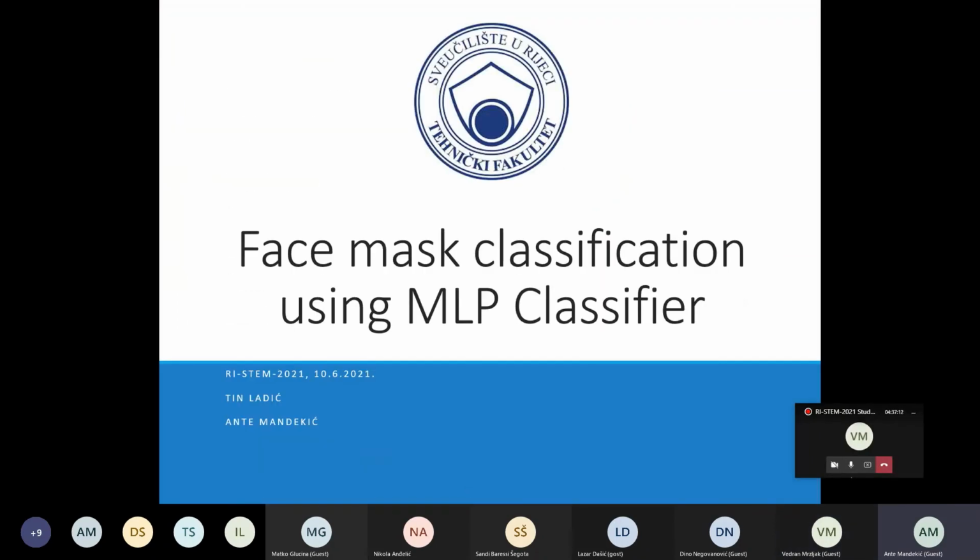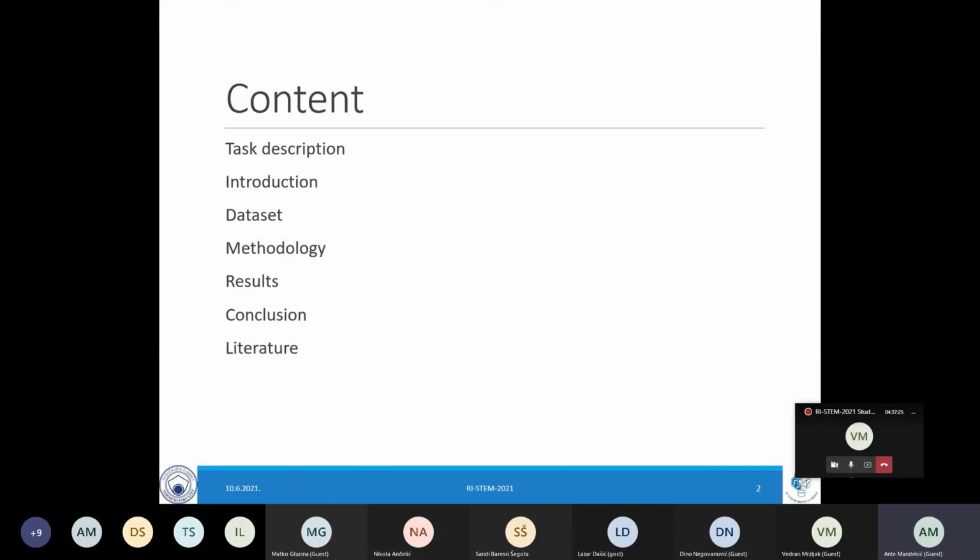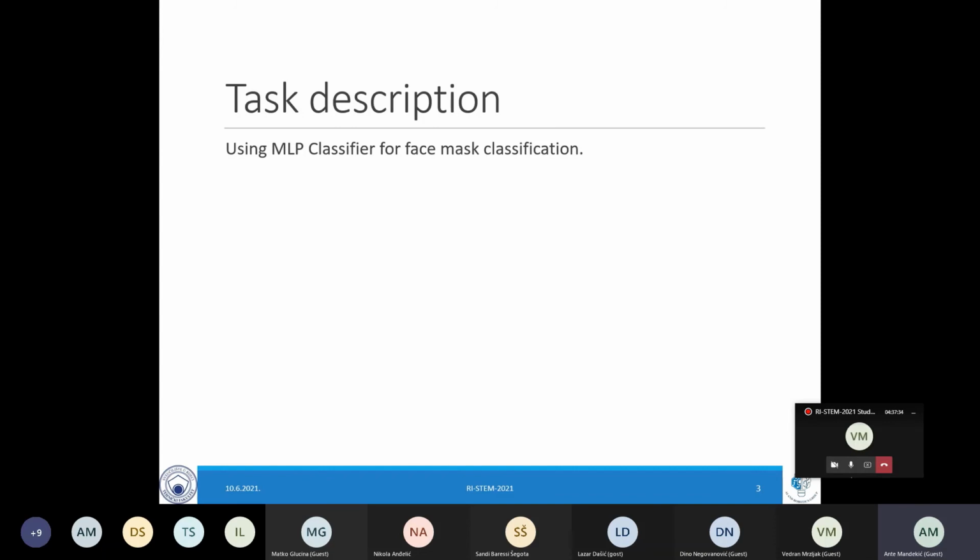Good day to everybody. My name is Ante, and I will be presenting work by my colleague Tin Radic and myself. Our work is face mask classification using a multi-layer Perceptron classifier. Through this presentation, I will be showing you the dataset and methodology we used to acquire the best results. As said previously, our task was using a multi-layer Perceptron classifier, short MLP classifier, for face mask classification.